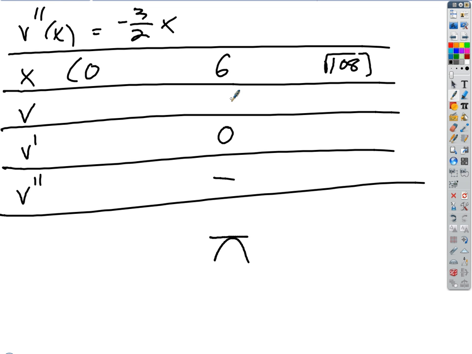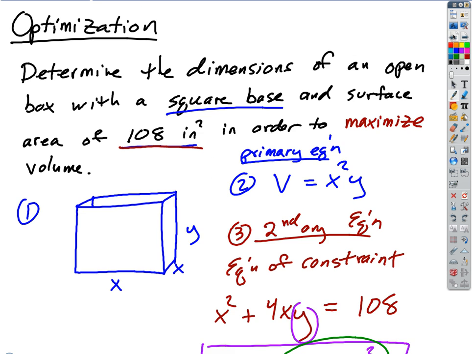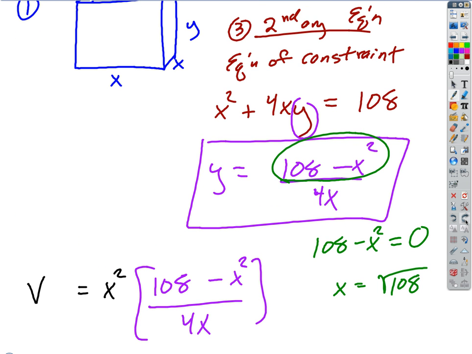Where do I go to find that? Yeah, go back to the boxed equation. That's why we put a box around it, right? So then y would just equal 108 minus 6 squared over 4 times 6, so 108 minus 36 is 72, over 24 is 3.